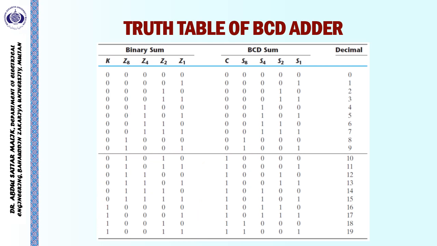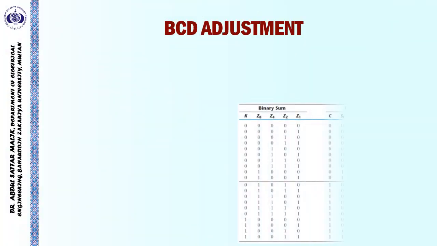This is very simple. We can see that if the Z8 bit is 1 along with either Z2 bit or Z4 bit being 1, or if there is a carry bit 1, then in all these conditions the binary sum will be 10 or more than 10. See this adjustment over here.